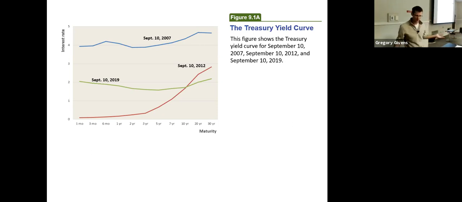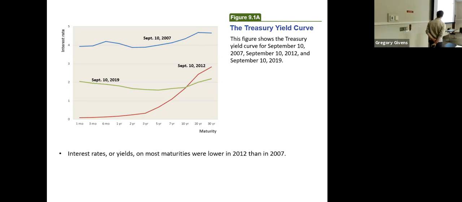A couple of points I want to bring up here. I want you guys to notice that interest rates or yields on maturities were lower in 2012 than they were in 2007. So since before the financial crisis to after the recession and the recovery started, the entire yield curve shifted down, right? Now, most of that was because of the Fed's deliberate actions to try to lower short-term interest rates, which ended up having the effect of lowering bonds across the yield curve.